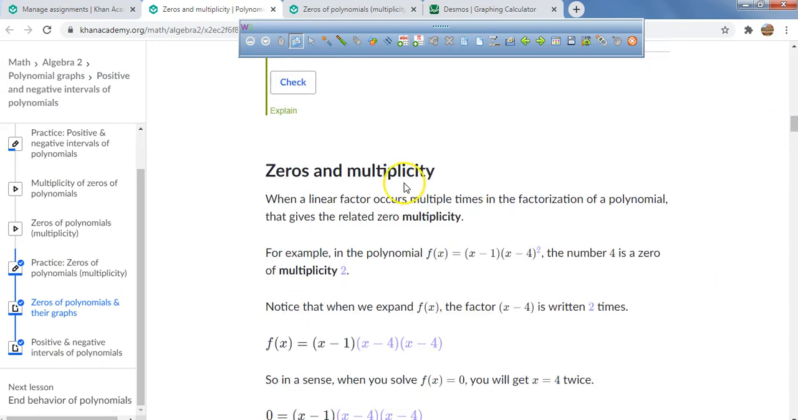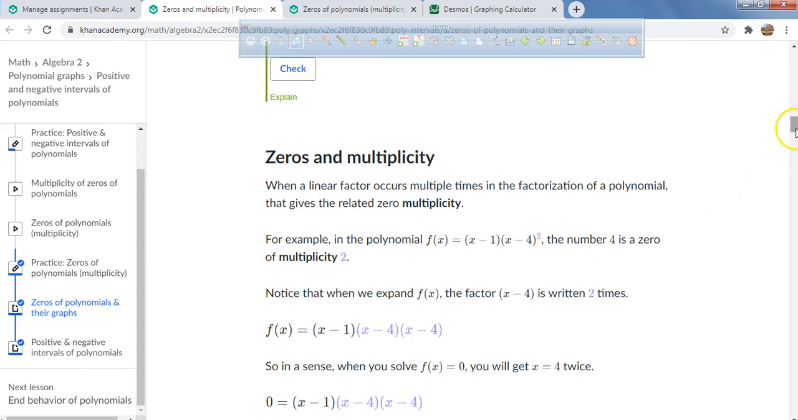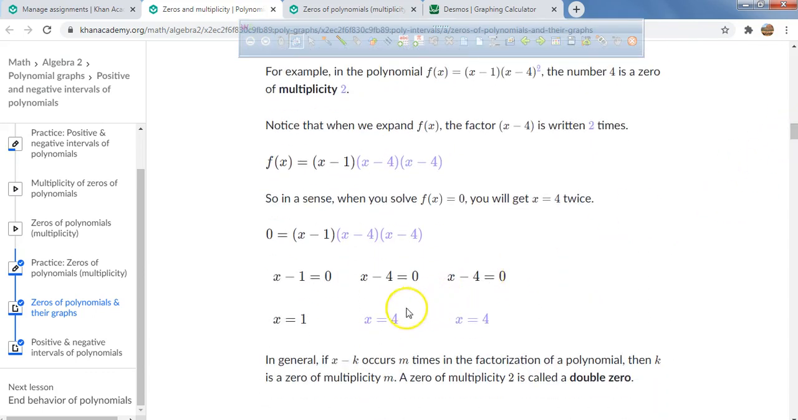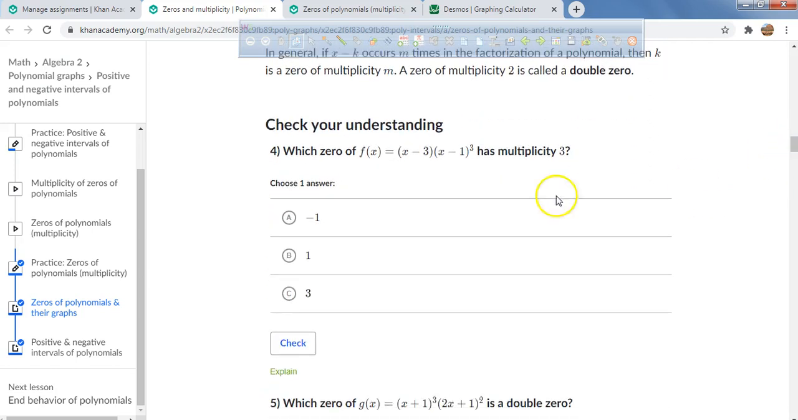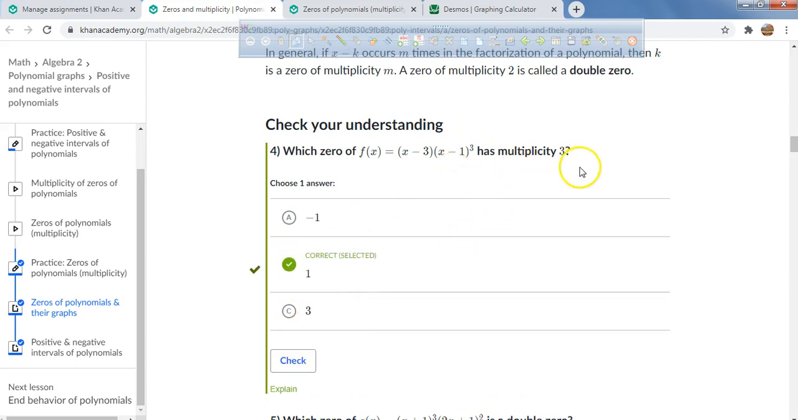Now it talks about multiplicity, what we were talking about earlier. Okay. So for example, if we have x minus 4 squared, they call that a multiplicity of 2, because we can plug in the number 4 twice and it still makes a 0 in the function. Okay, so here, which one has a multiplicity of 3? Well, that would be 1, because 1 minus 1 is 0, and you can do that 3 different times. So we're going to say 1. So it has a multiplicity of 3.